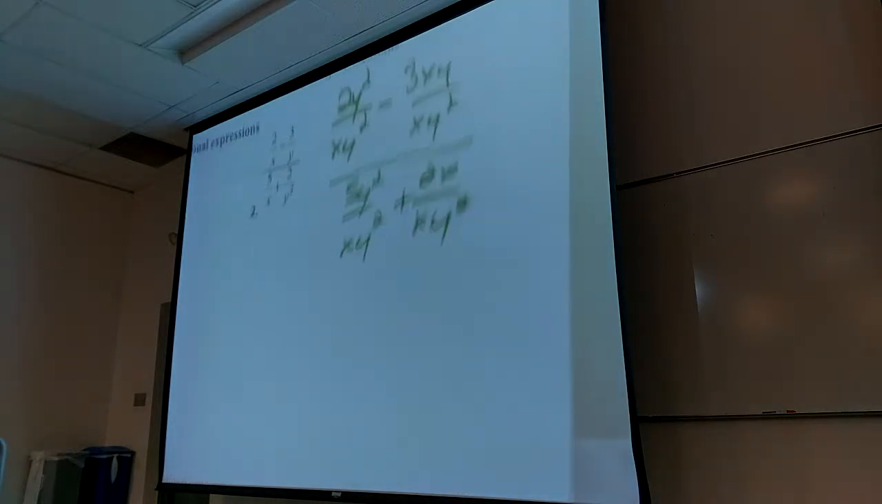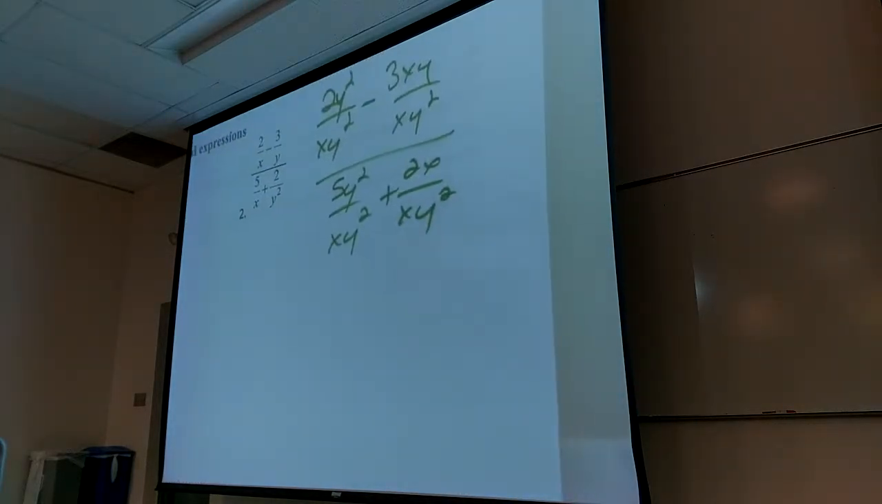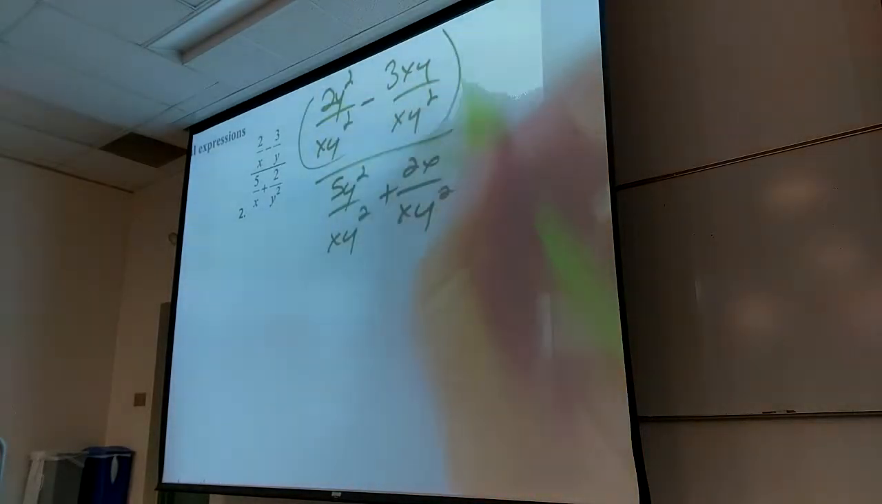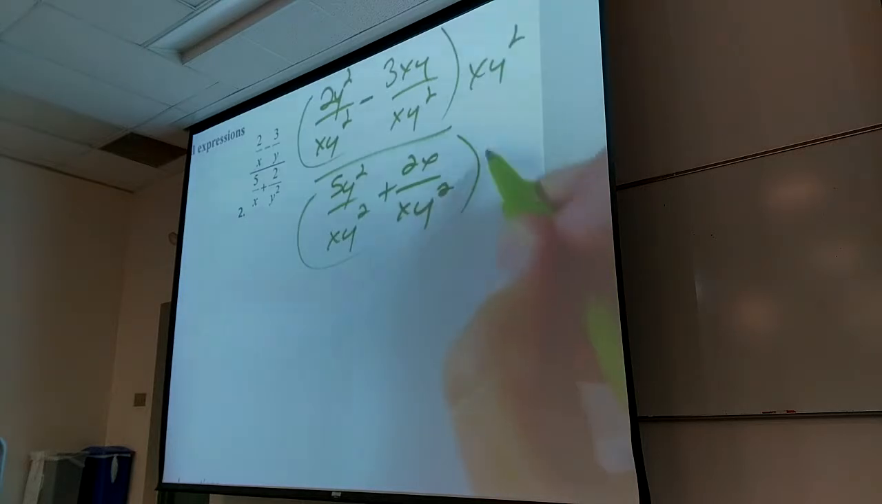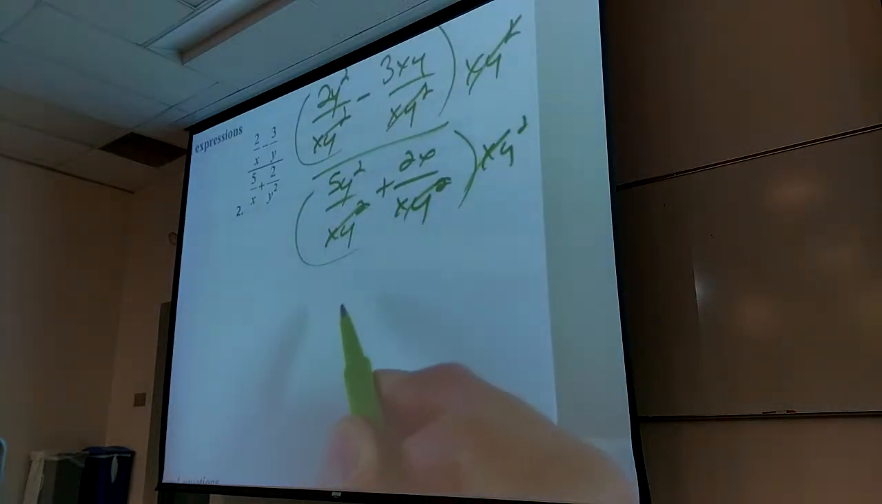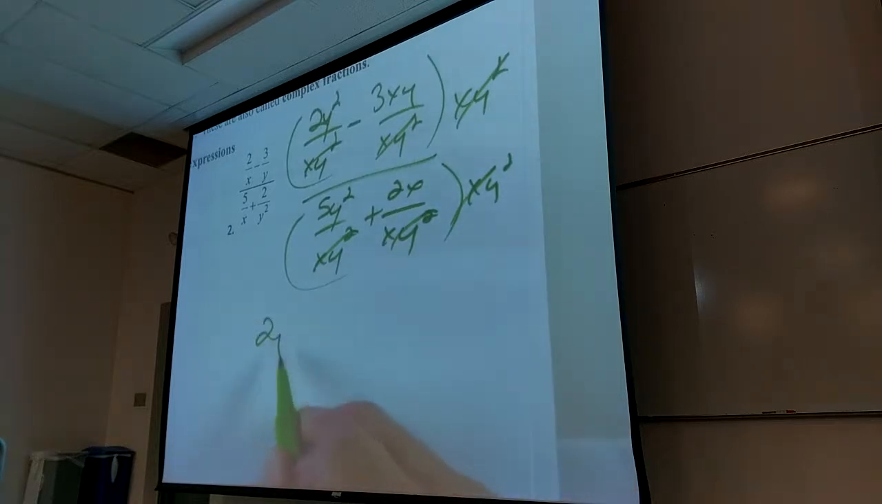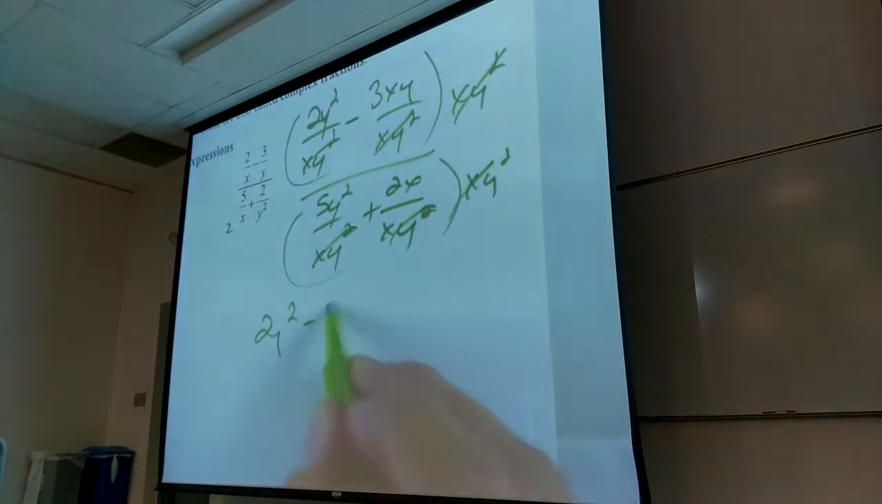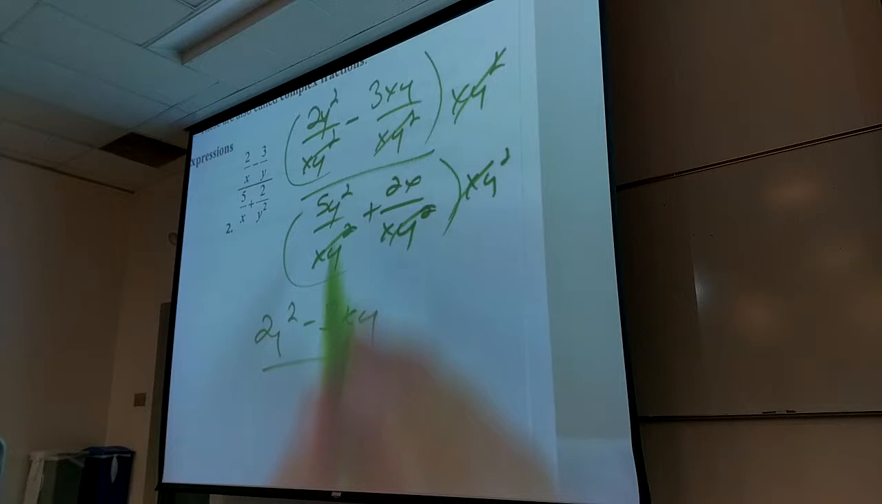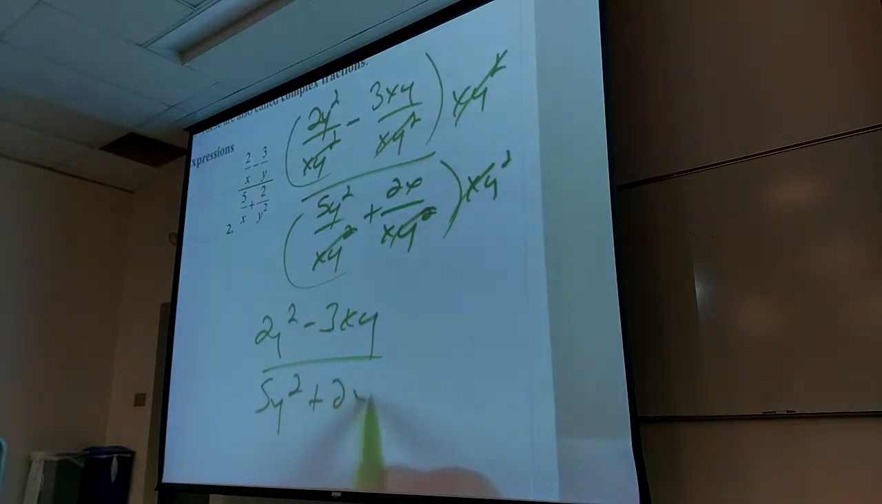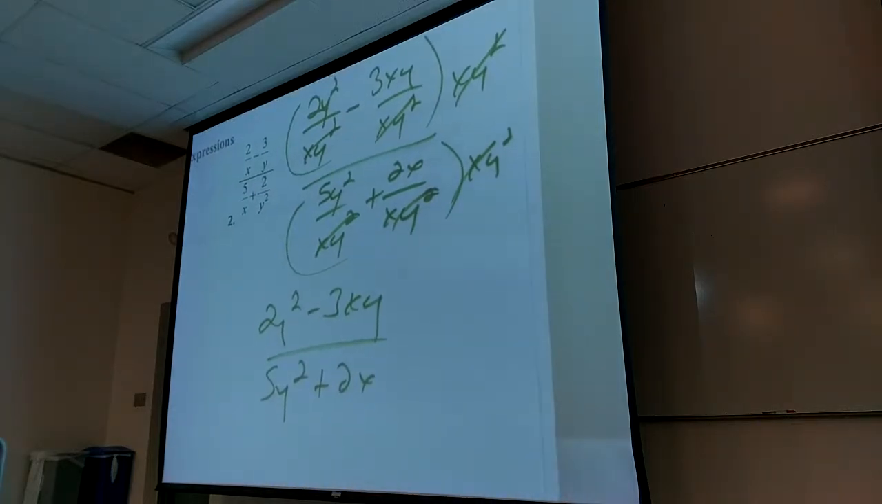Now watch this. I can multiply top and bottom of any fraction by the same thing. So I'm going to multiply top and bottom of this by xy squared, because then it'll just die everywhere. And I end up with 2y squared minus 3xy over 5y squared plus 2x. Now if you look at it, is it the same thing we just got a second ago? Yes, it just has the y distributed already.